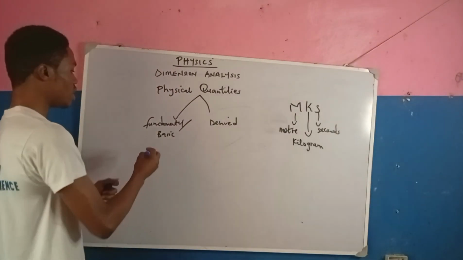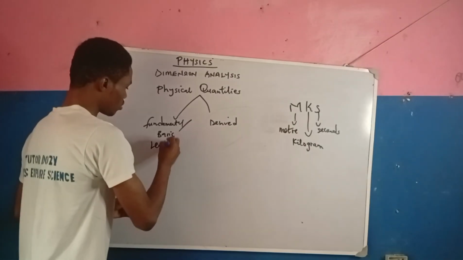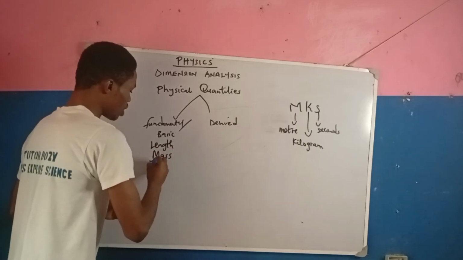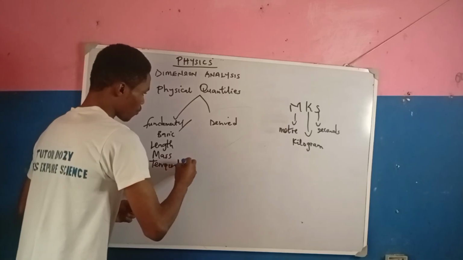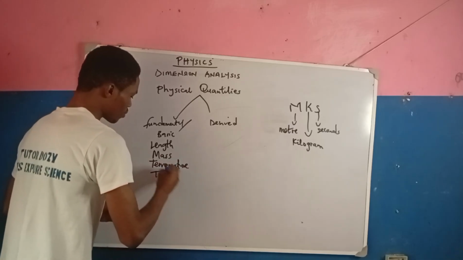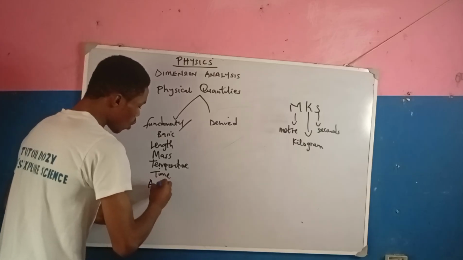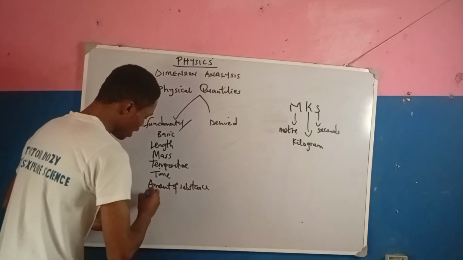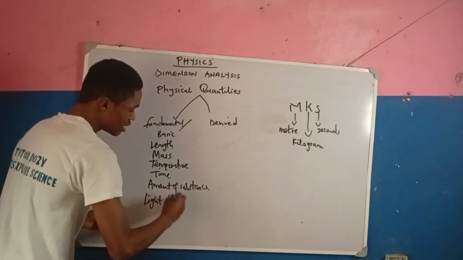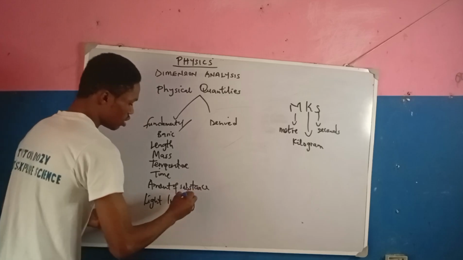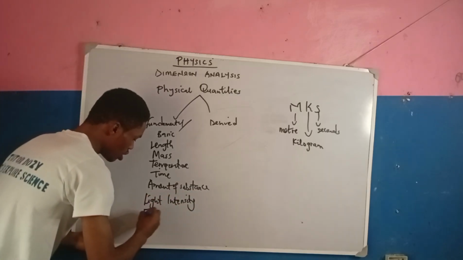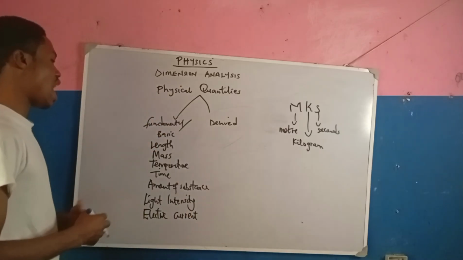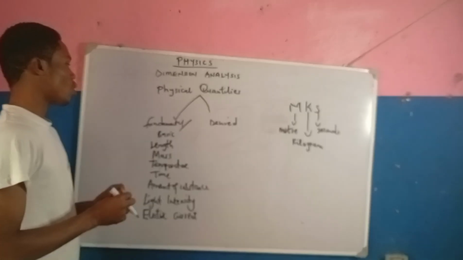Let's put them down. We have length, we have mass, we have temperature, we have time, we have amount of substance, we have light intensity, and we have electric current. These are the fundamental or the basic quantities.